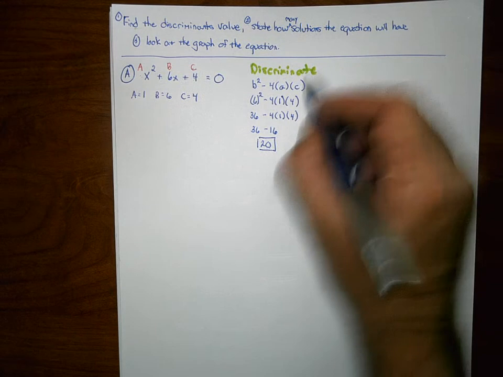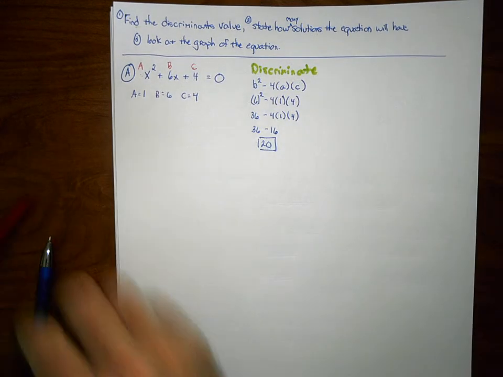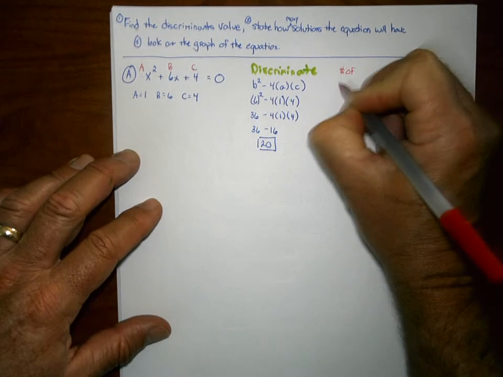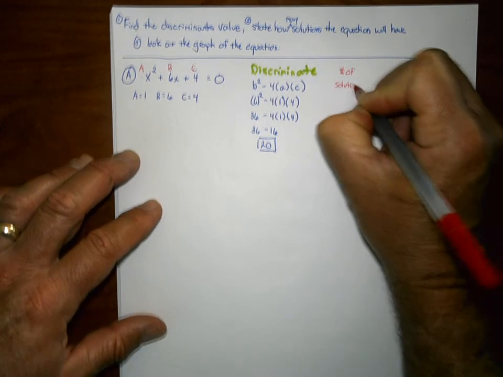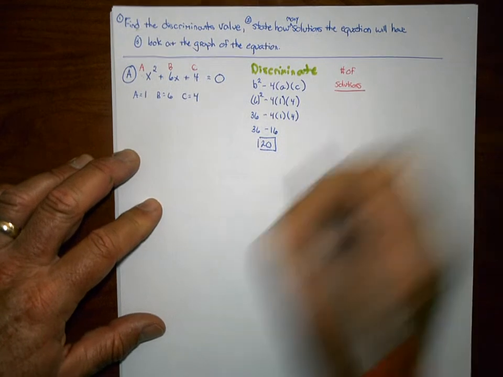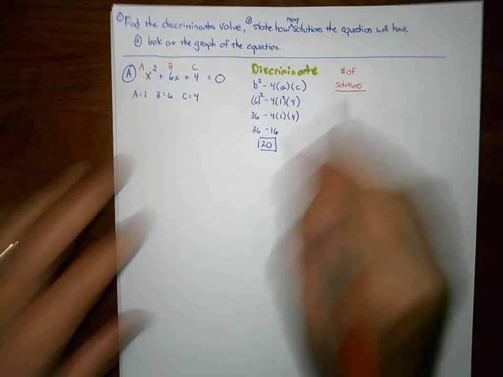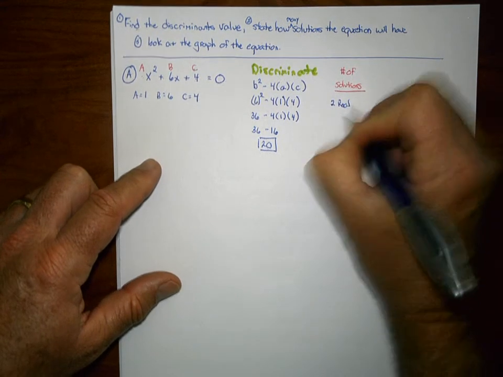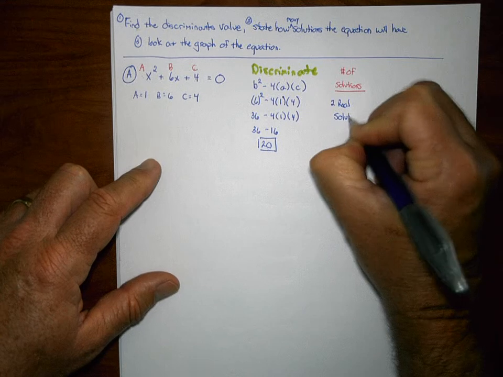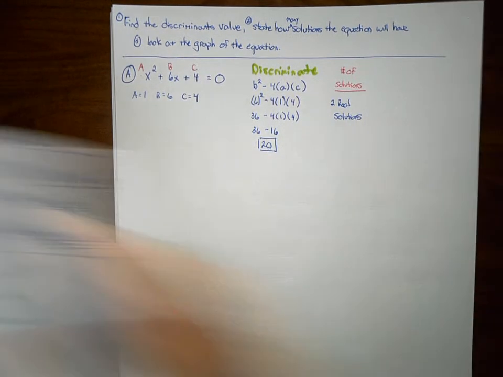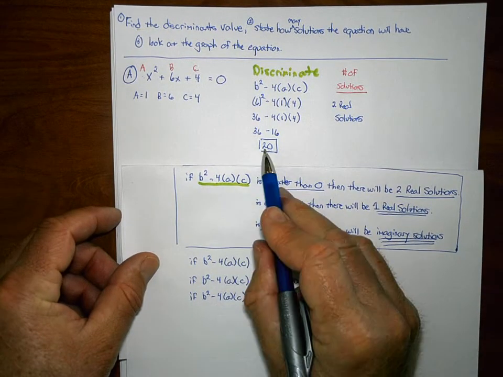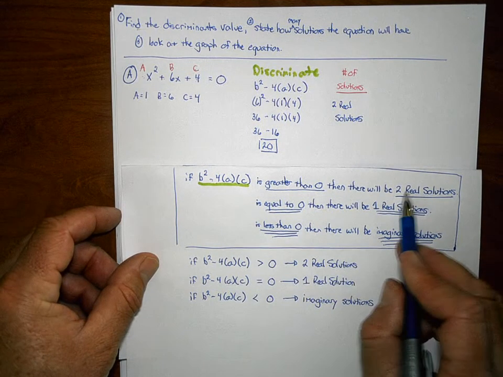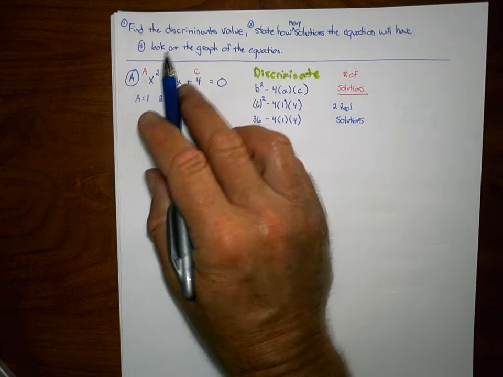Okay, so let's go over here. So we have the discriminant. Then we're going to have number of solutions. And we're not finding the solutions. The solution to this quadratic equation is not 20, but we're going to have 2 real solutions. Okay, how do we know we have 2 real solutions? Once again, because if the discriminant is greater than 0, it's 20, that's greater than 0, then there will be 2 real solutions.